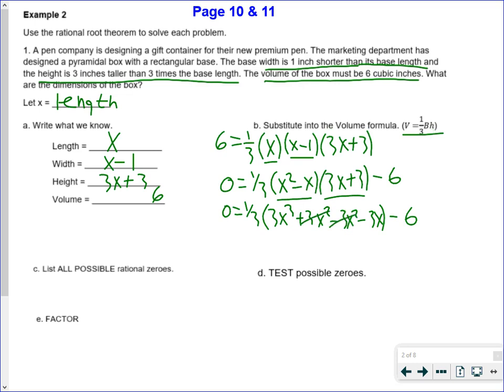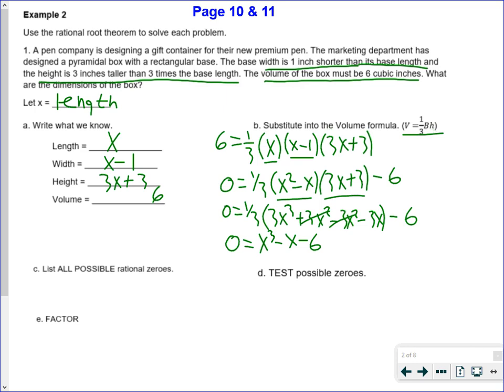And I can also see if I distribute that 1/3 inside the parentheses, all the 3's go away, right? 3 times 1/3 just gives you a 1, so the 3's all go away. So I get 0 equals 3x cubed minus 3x. Oh, sorry, it's not supposed to be 3x squared. It's supposed to be x cubed minus x minus 6. Sorry about that. Because you distribute that 1/3 inside the parentheses, all the 3's go away.